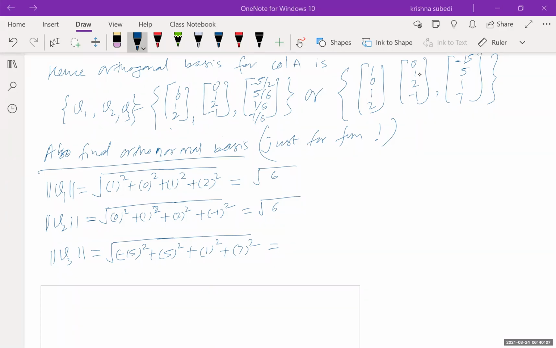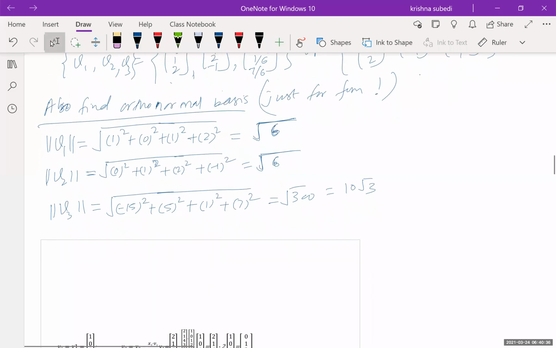Okay, thank you guys. You already solved it, and you put your answer in the chat room. That's great. So many of you got the same answer: the norm of v1 is square root 6, the norm of v2 is also square root 6, and the norm of v3 is square root 300, which can be written as 10 square root 3. Because all of you got the same answer, I trust that this is correct, because it is very difficult to get the same wrong answer, right?